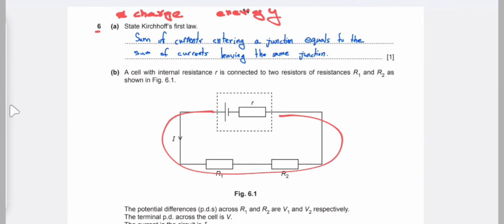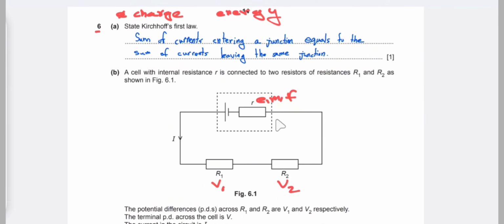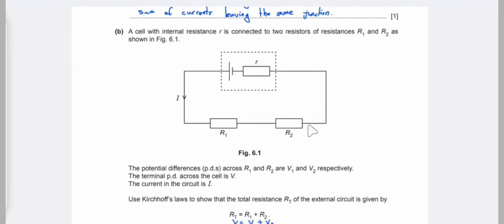Suppose this is a junction and the current I is entering the junction, so the current that is leaving the junction is also I. So the sum of the current entering a junction is equal to the sum of the current leaving a junction. And for the second law, we know that EMF is equal to the sum of the potential differences, that is, the EMF of the battery is equal to the sum of the potential differences V1 and V2. So EMF is equal to V1 plus V2. And for the first law, the total current entering a junction is equal to the total current leaving the same junction.